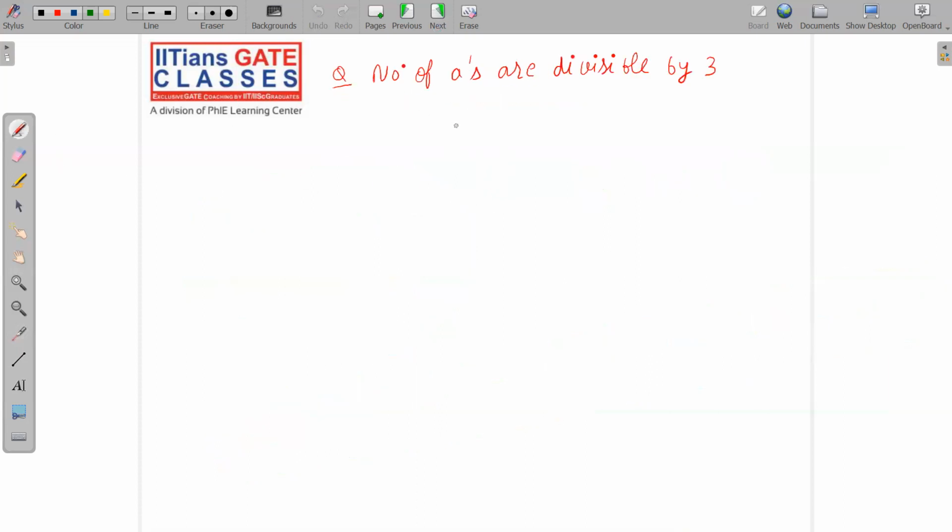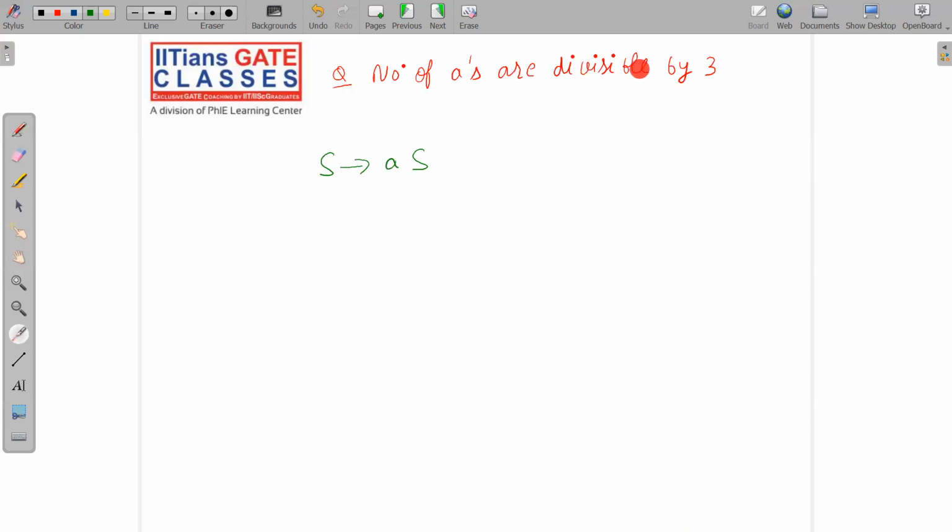This is again a good question. The number of A's is divisible by 3. How to write a regular grammar for it? See, this is a very simple task. We will say S implies, see, do not say S implies AS. If you say S implies AS, then we cannot keep a record of the number of A's. We can apply this production rule any number of times, and we can generate any number of A's.